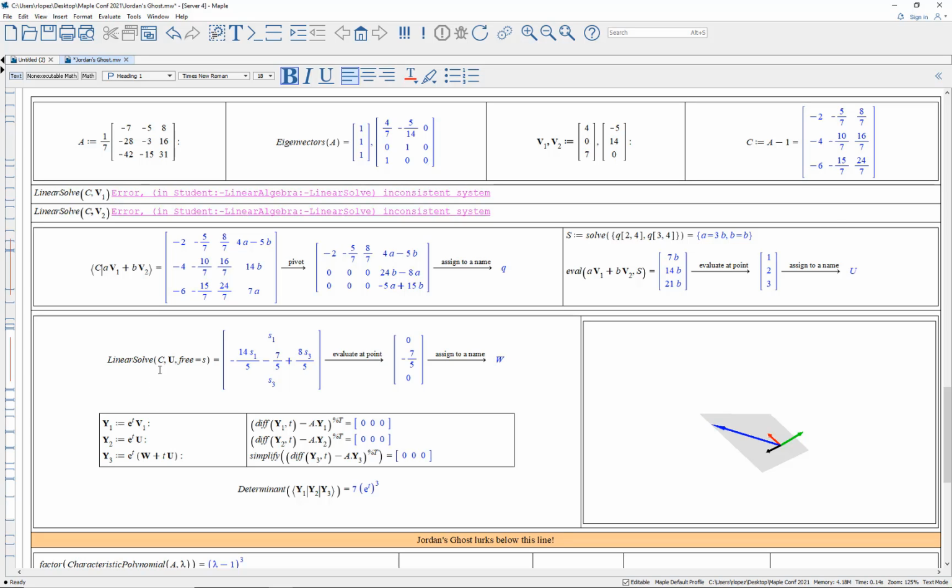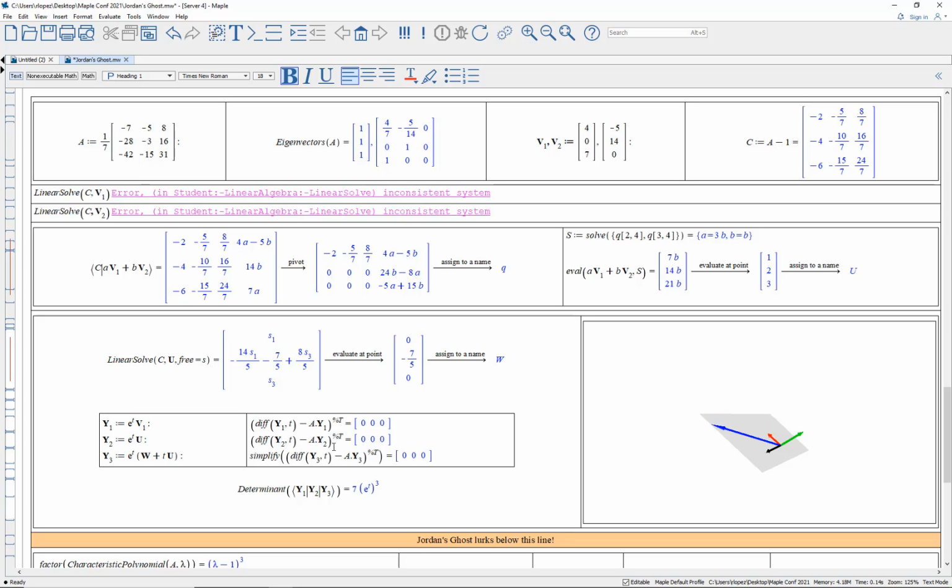So linear solve C U. You have a free vector. I've chosen a free parameter. I've chosen that to be 0, you get this vector, call it W. So W is up the chain 1. Do you get 3 solutions? E to the t v1, that works. But e to the t u has to be the second solution, and W is your generalized eigenvector, giving you the third solution. Are they 3 solutions? Yes, they are.